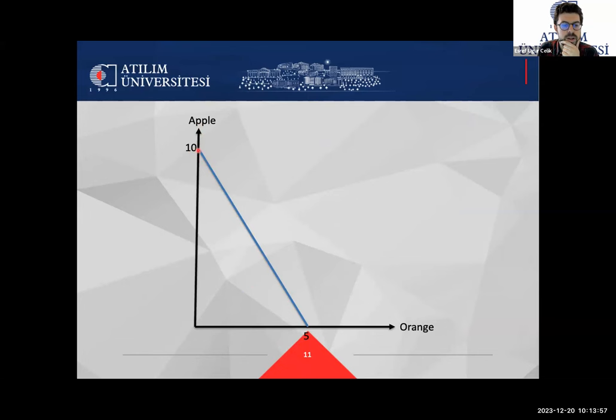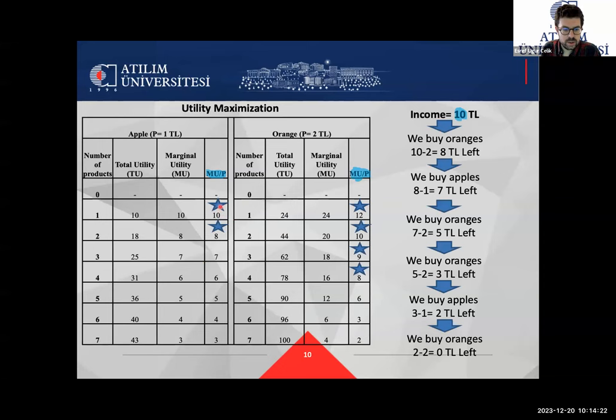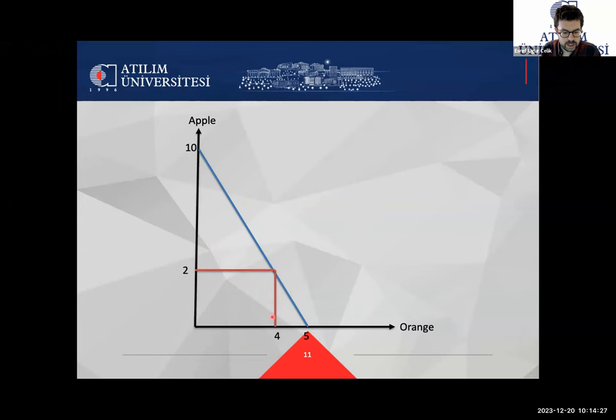If you don't remember how I made this, please go back to the real slides of the lecture. What can I say? The equilibrium condition gives the highest maximum utility, and we find the answer: 2 apples, 4 oranges, and we denote it over there. And as I said before, the tangent point of the budget line and the indifference curve gives the consumer equilibrium.